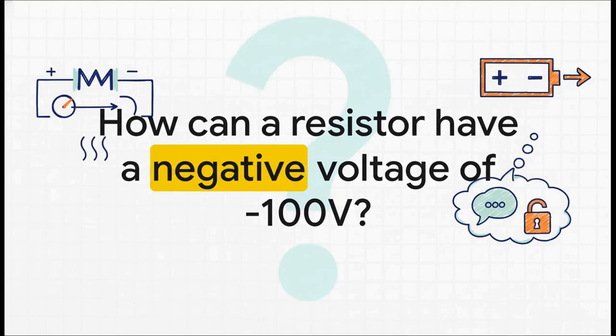So here's the puzzle. You've got a simple resistor, a component whose only job is to consume power, right? It just gets warm. But when we hook up our voltmeter, it reads negative 100 volts. Now, a negative voltage usually means you're looking at a power source, like a battery. So what on earth is going on here? Is this little resistor somehow generating power? The answer, of course, is no. And the key to understanding why is all in that grammar of circuits.